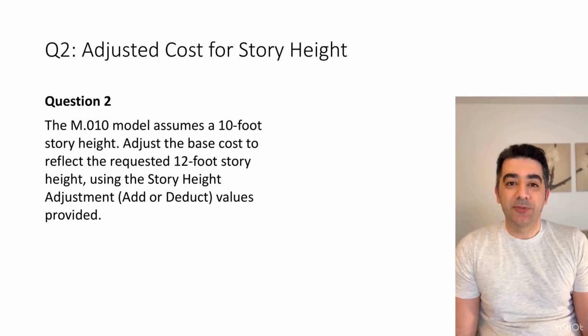Question 2. The M010 model assumes a 10-foot story height. Our building has 12-foot stories. Apply a story height adjustment, 2 additional feet per story. The next slide presents the RSMeans story height adjustment table that supports this cost adjustment.